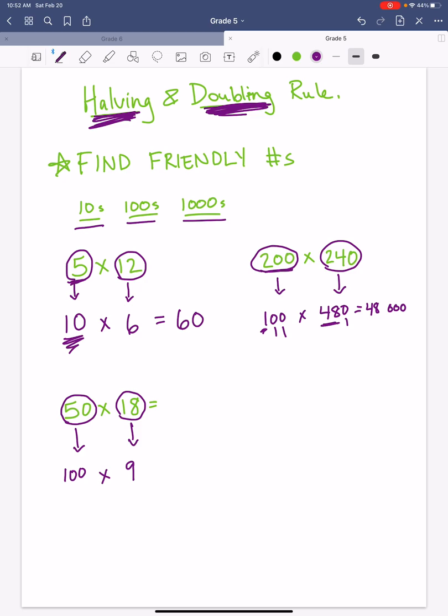So I've done my halving and doubling, and then the next step is I just do my zeros rule. 9 times 1 equals 9. I have 2 zeros, 1, 2, I add those on over there. Okay, so I've done my zeros rule, so the answer would be 900. Let's try one more.